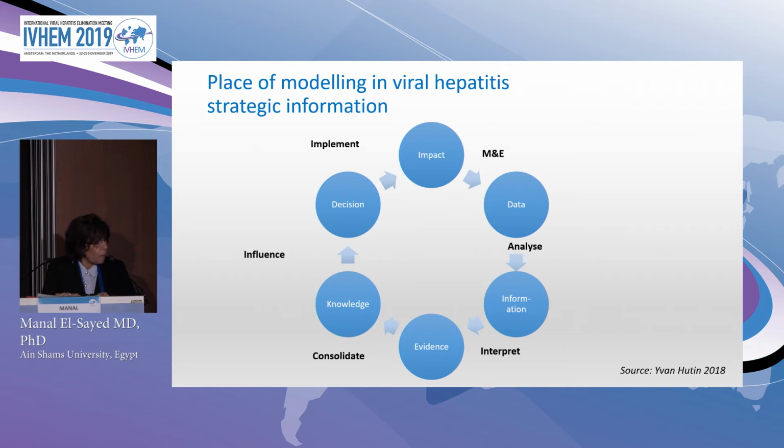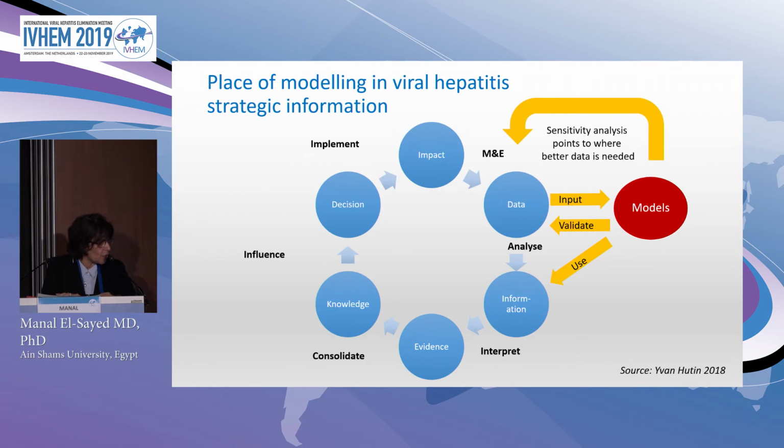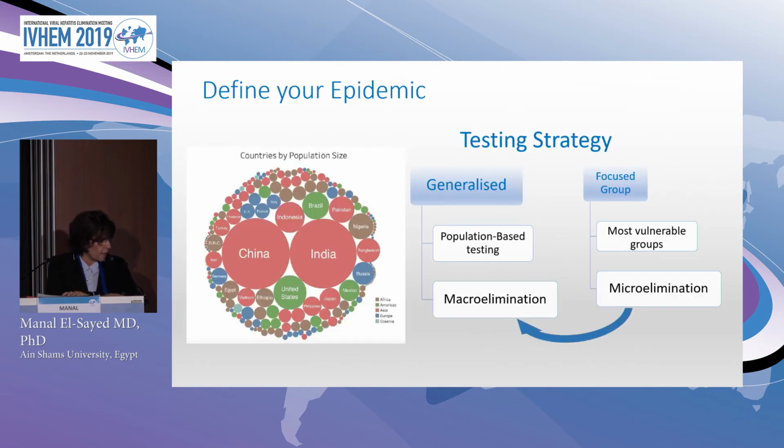How about the place of modeling in viral hepatitis to generate strategic information? And this is really important because models need data. Once you have the data, you get those data into the models, and then you can validate and use those data to analyze information, interpret evidence, knowledge, consolidate, influence, implement, and see the impact with monitoring and evaluation, and of course with sensitivity analysis to points where we need to.